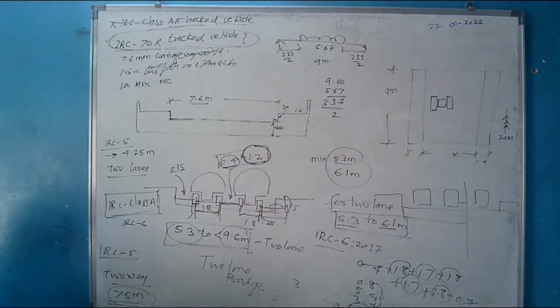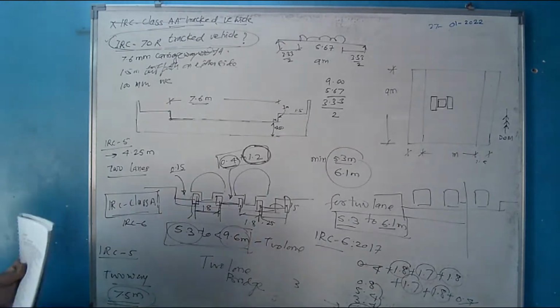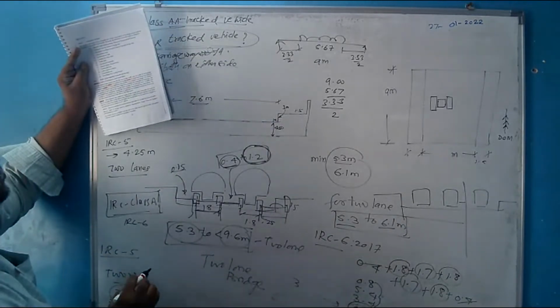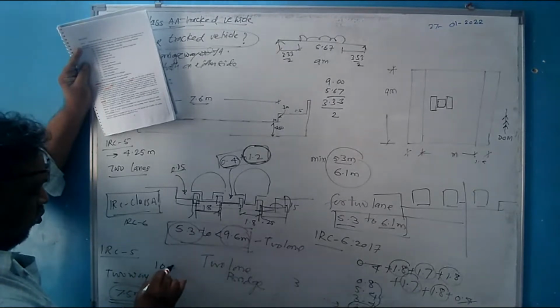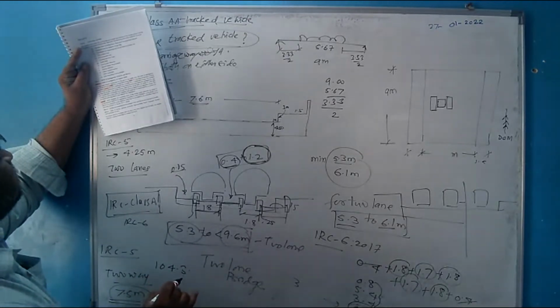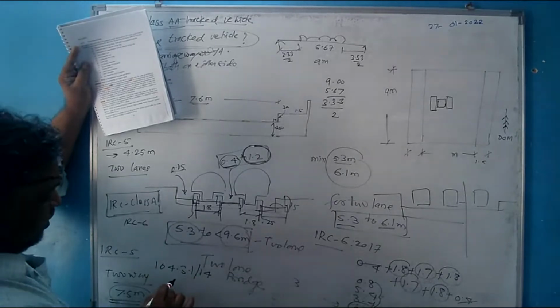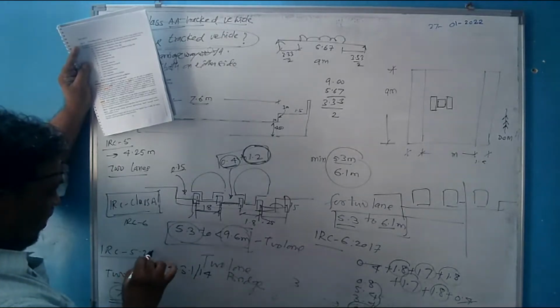आपको मैंने एक क्लॉज बताया था कि मिनिमम डायमेंशंस क्या रखना चाहिए। It is available on page number 14 of IRC 5. It is clause 104.3.1, page number 40. This is IRC 5 2015.